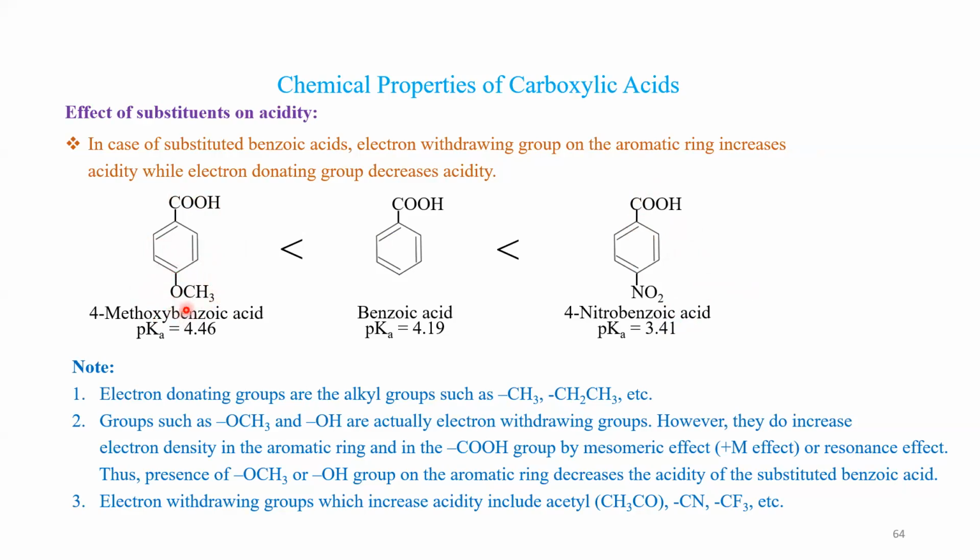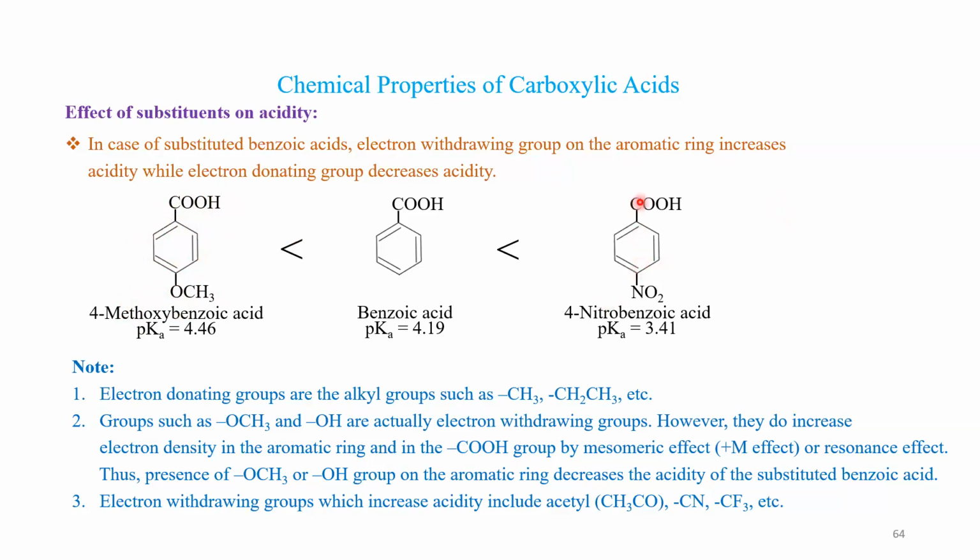Now, the methoxy group has oxygen. Oxygen is highly electronegative in nature. But what happens? The lone pair of electrons on oxygen participates in the benzene ring. Therefore, electron density on the carboxylic acid group increases, so the acidity decreases. So the methoxy group increases the electron density by means of plus resonance effect or plus mesomeric effect, and therefore decreases the acidity.